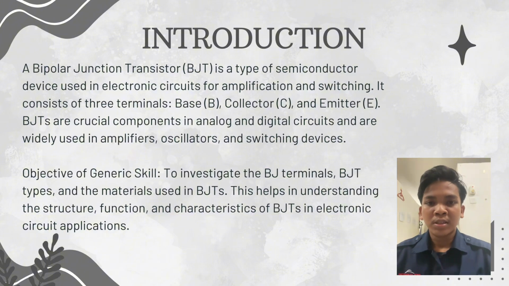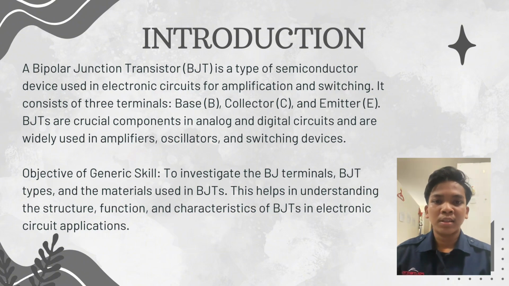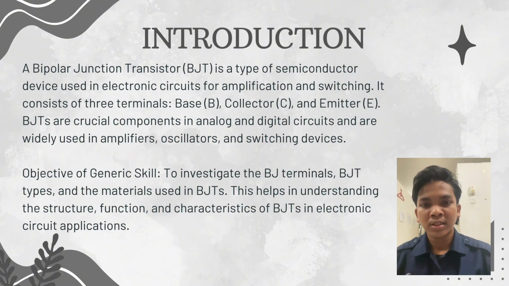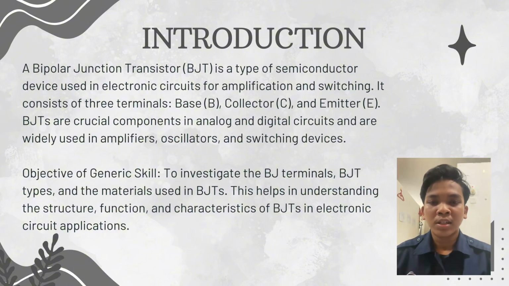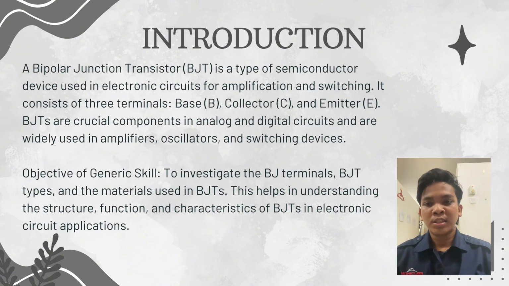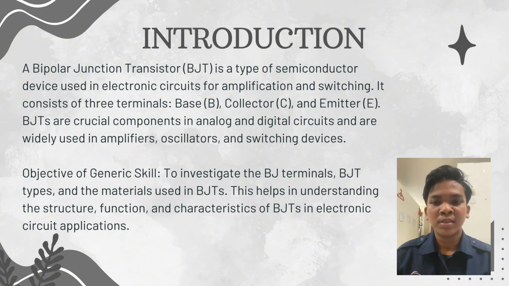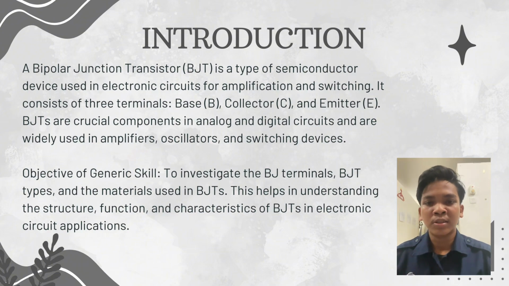A bipolar junction transistor or BJT is a type of semiconductor device used in electronic circuits for amplification and switching. It consists of three terminals, which are base, collector and emitter. BJTs are crucial components in analog and digital circuits and are widely used in amplifiers, oscillators and switching devices. The objective of this generic skill is to investigate the BJT terminals, BJT types, and the materials used in BJT. This helps in understanding the structure, function, and characteristics of BJT in electronic circuit applications.